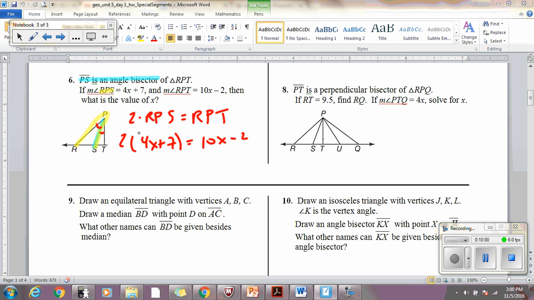So now I'm going to distribute the 2, and I would get 8x plus 14 equals 10x minus 2. Then I would subtract 8x, which would give me 14 equals 2x minus 2. Then add 2 to both sides, so that gives me 16 equals 2x. And therefore divide by 2, so you would have x equals 8.